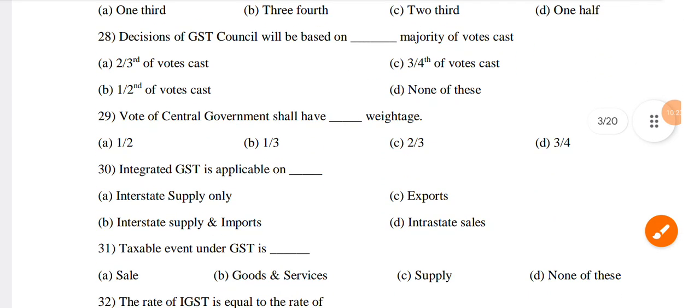Next question. Vote of the central government shall have dash weightage. Option A 1/2, B 1/3, C 2/3, and D 3/4. The correct option is B 1/3.